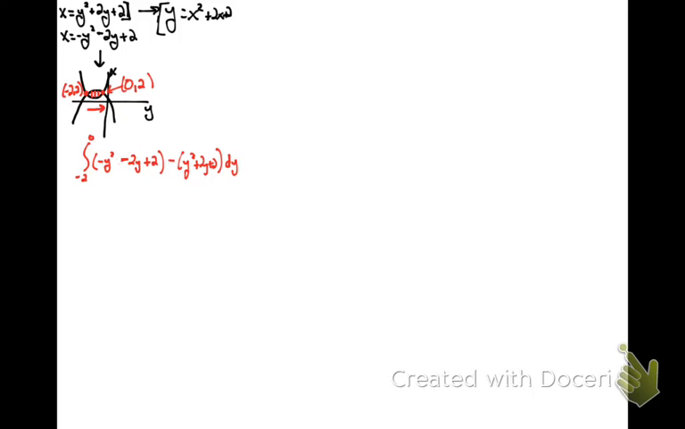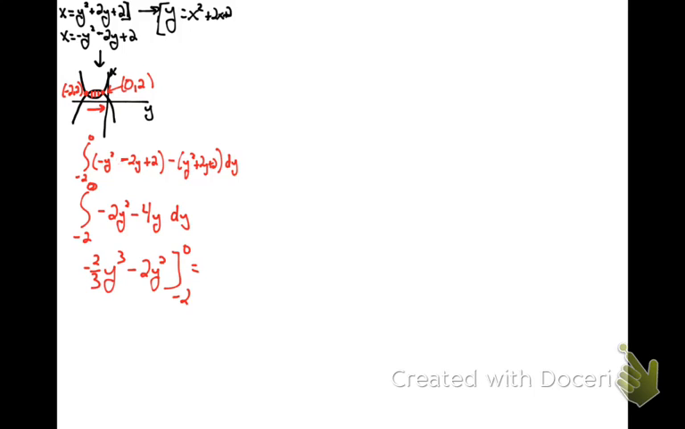This cleans up pretty nicely. I'll do this one by hand, although you should also practice doing these by calculator. When I simplify this, this should be the integral from negative 2 to 0 of negative 2y squared minus 4y dy. When you integrate this, this will become negative 2/3 y cubed minus 2y squared from negative 2 to 0.